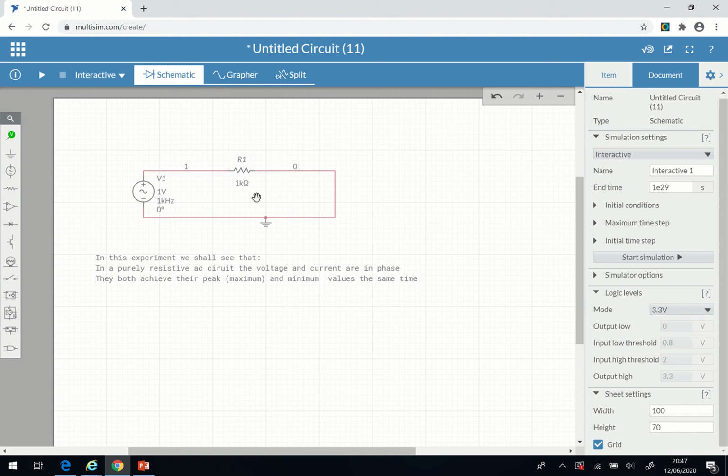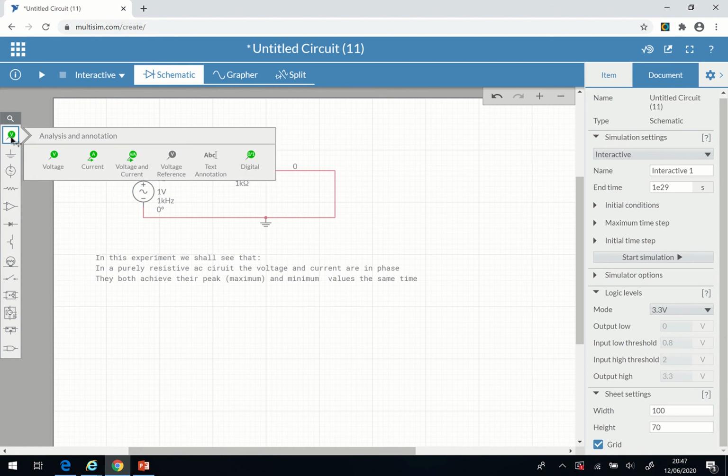We are going to simulate this circuit. I have a purely resistive 1 kilo ohm resistor connected to this alternator, or generator, of voltage 1 volt and frequency 1 kilohertz. Before we do this, we have to get the measuring instruments, otherwise we can't probe this circuit. So let's go and get them.